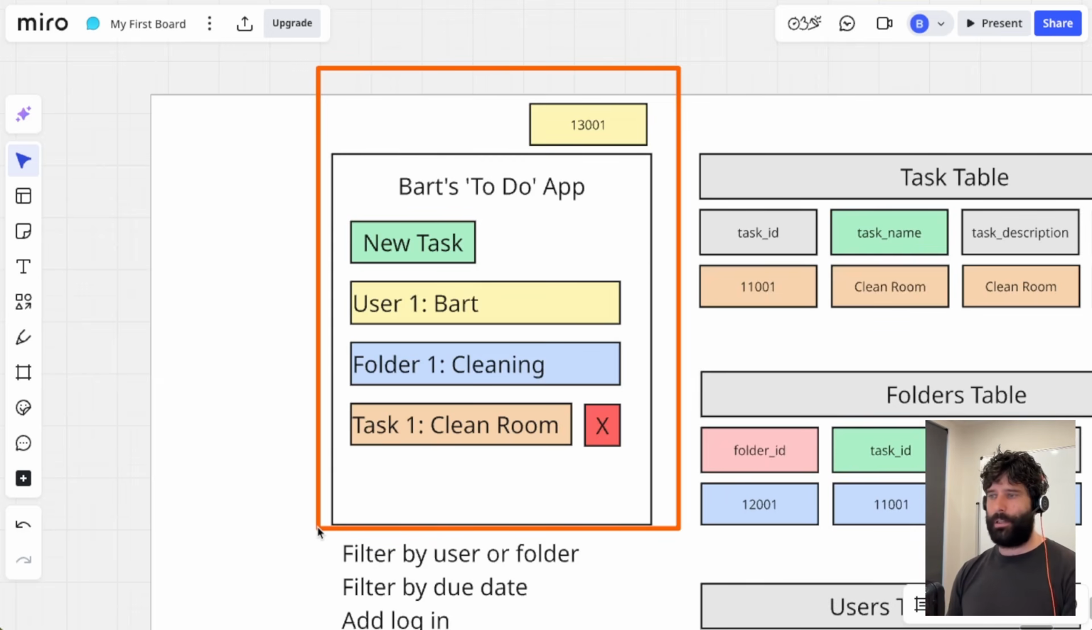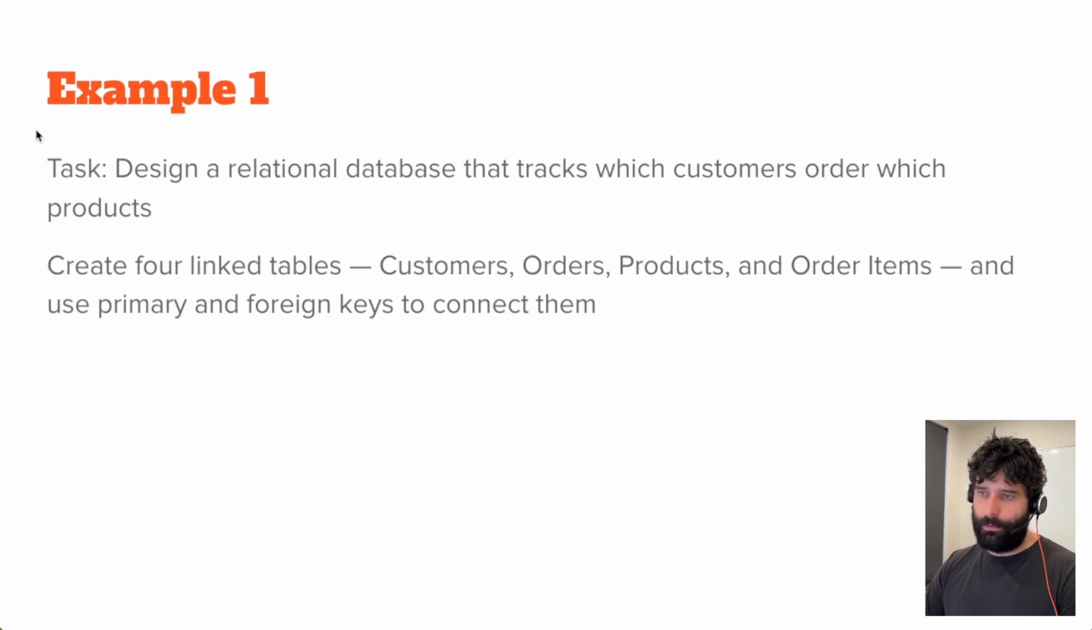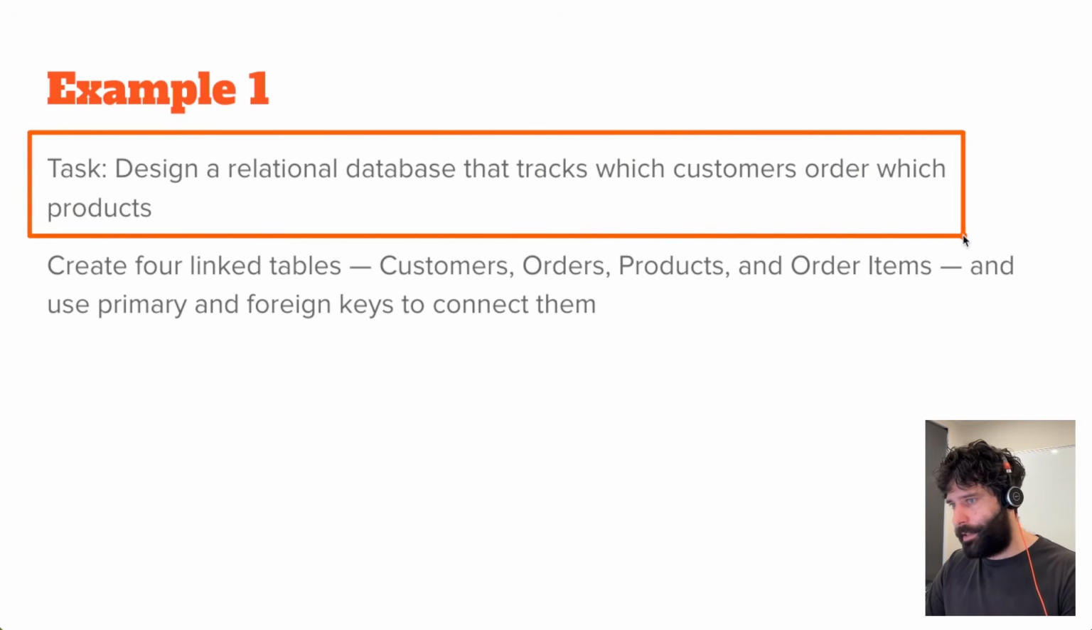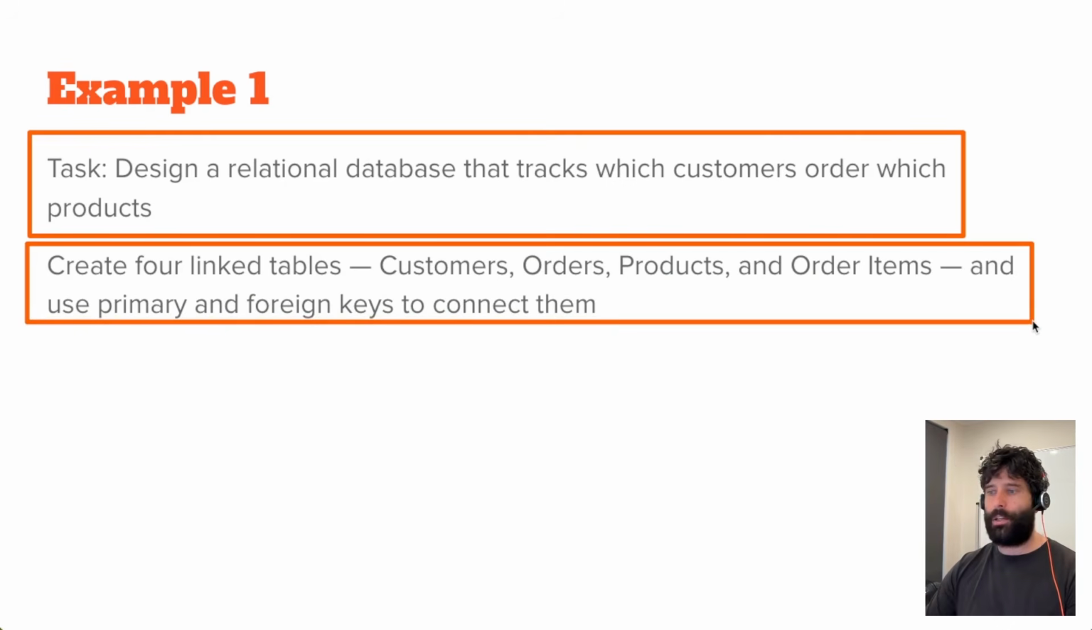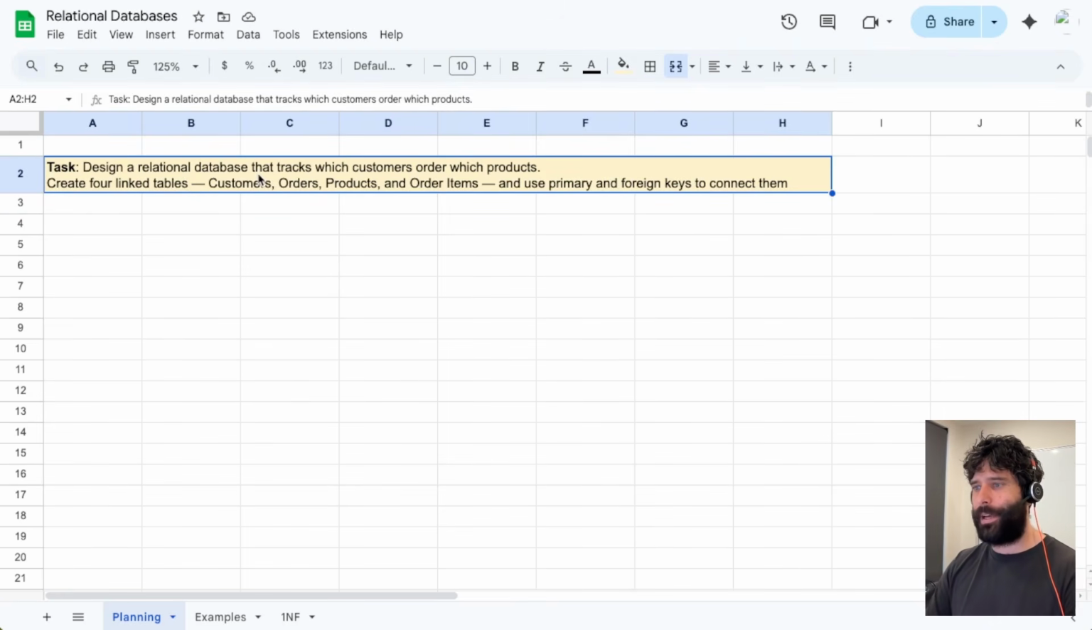You're able to do this login and customize views and customize experiences for staff, for customers, for yourself. So now for our final example, I've got a task for us. I want to create a database that allows me to track which customers order which products. I've also given us a hint where we have to build a relational database with 4 tables, where we have the customers table, the orders table, the products table, and the order items table. So I've copied this across to a Google Sheet.